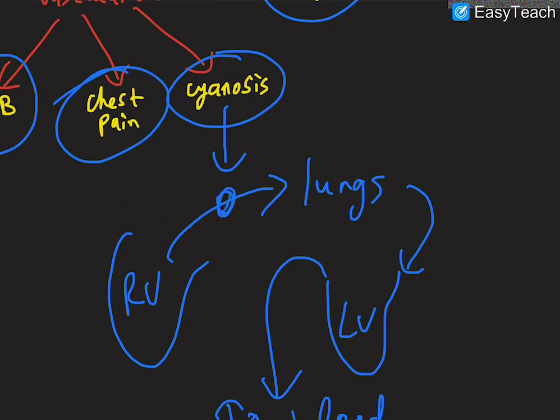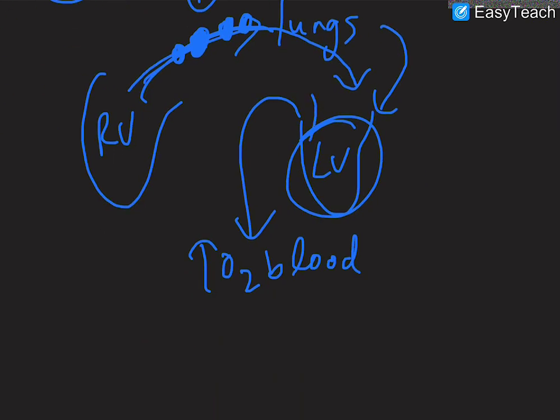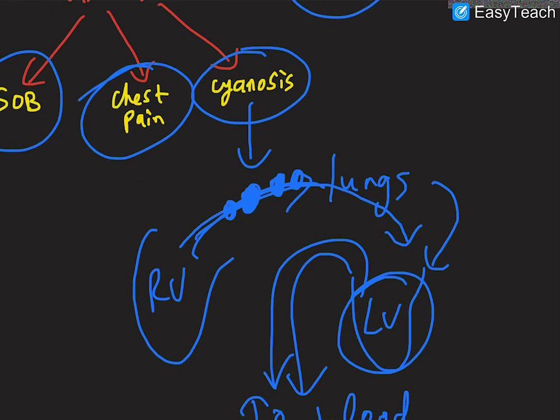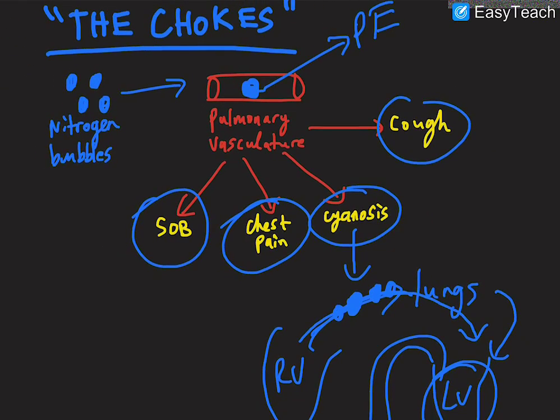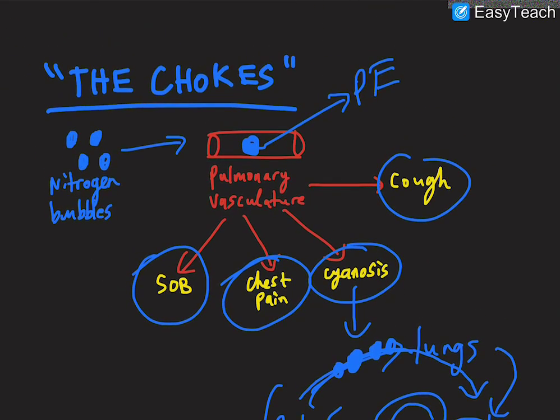But if bubbles form in your blood vessels right here, then of course you're not going to get enough blood flow going across your pulmonary vasculature to get oxygenated. Which means you won't have enough oxygenated blood coming to your left ventricle, which means less oxygenated blood will be leaving your left ventricle, and that can lead to ischemia and cyanosis. So these are symptoms similar to what you would see in pulmonary embolism. So this would be the chokes, or the pulmonary subtype.